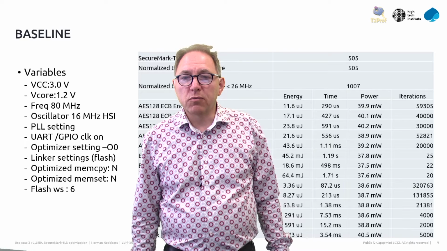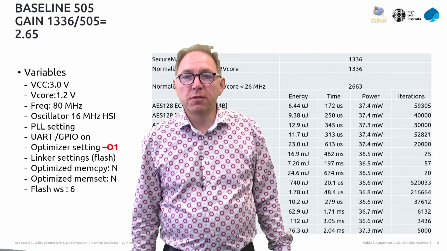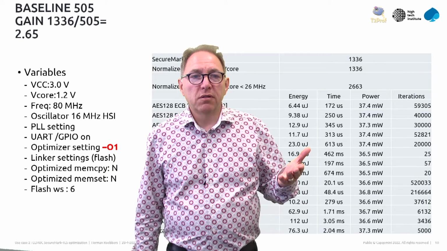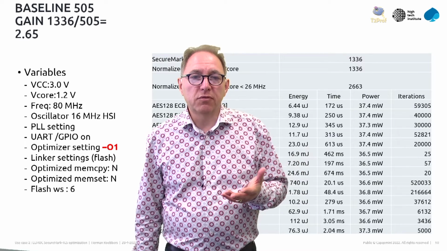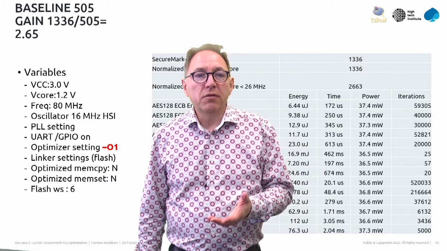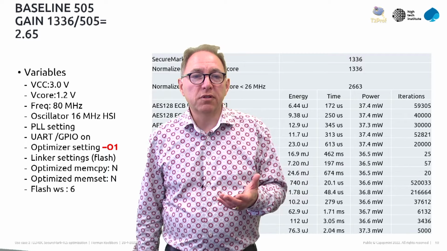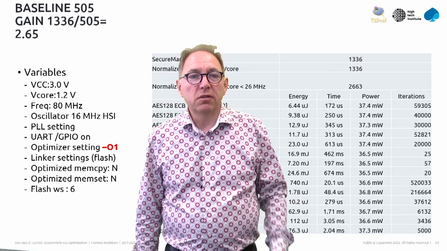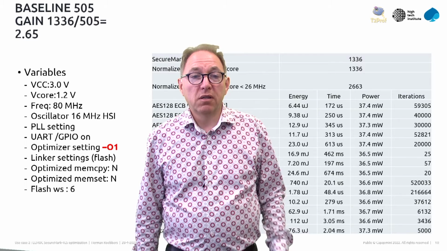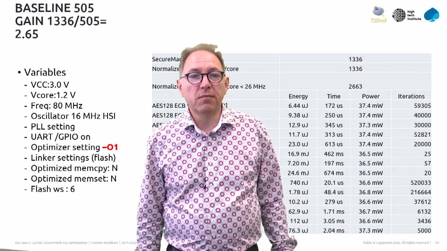So now what steps can we take in order to achieve improvement? For instance, we change the optimizer setting from -O0 to -O1, and this gives us an improvement of 2.65 times. So we already get a lot of gain just from this simple setting.